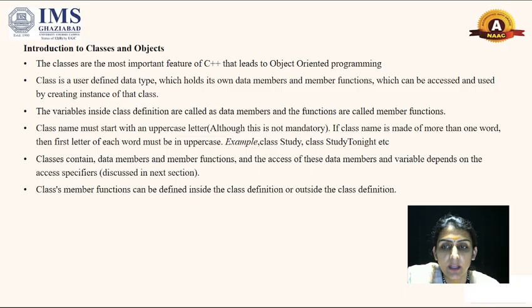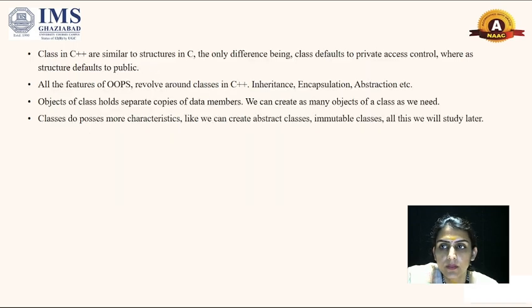Classes contain data members and member functions, and the access of these data members and functions depends on the access specifiers, which will be discussed in the next section. The class's member functions can be defined inside the class definition and outside the class definition. Classes in C++ are similar to the structures that you have studied in C, the only difference being that a class defaults to private access control, whereas a structure defaults to public access control.